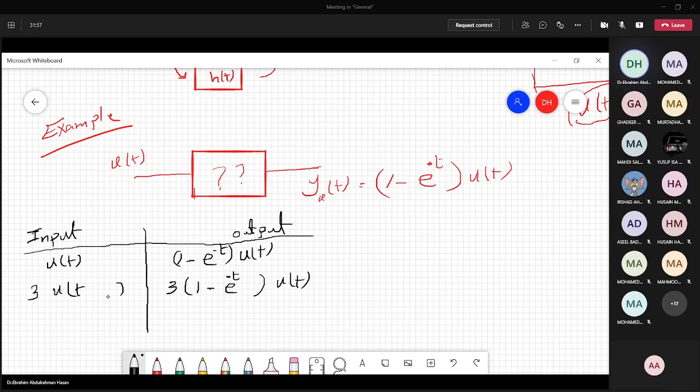If I shift time by 2, then I scale it by 3 and shift t by 2, which means that wherever you have a t on the output, just replace it with t minus 2. So here we have a t, then it will be t minus 2. Similarly, here we have a t, then it becomes t minus 2.